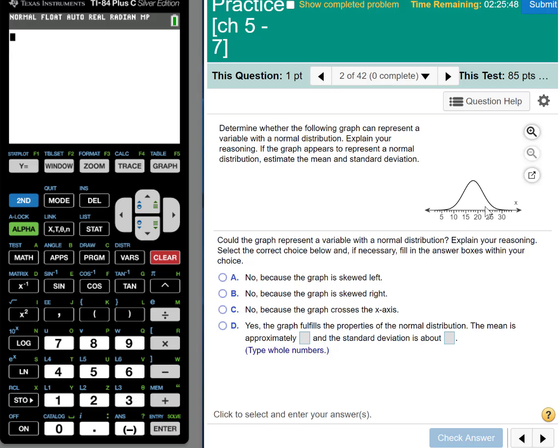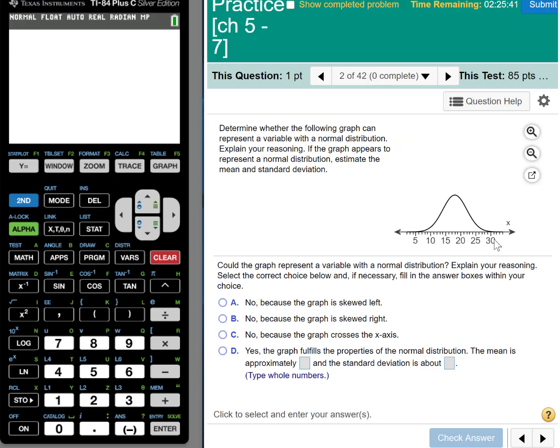Remember, you go 3 standard deviations above the mean and 3 standard deviations below the mean. So if you press on the plus, you will notice you should go to 30, and if the mean, let's say it's about 18, 18 to 30 is 12. That's 3 standard deviations. Divide by 3, you get a standard deviation of 4. So you would say, yes, the graph fulfills the property of the normal distribution. The mean is approximately 18 and the standard deviation is about 4.